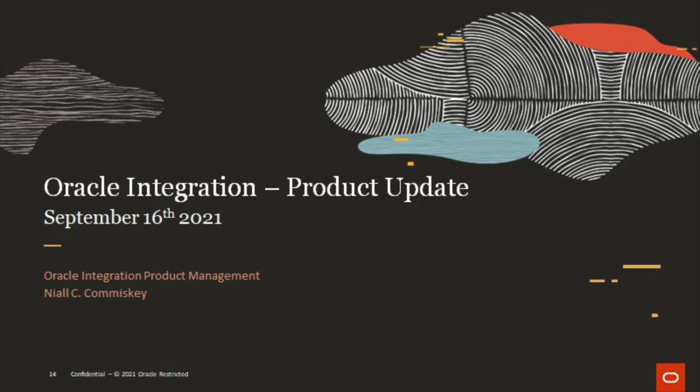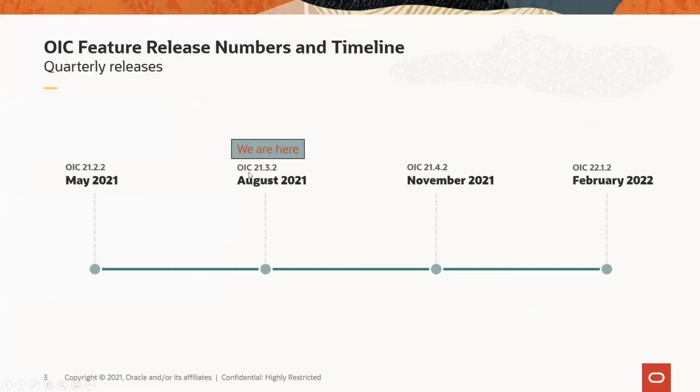But without further ado, let's get in and see what we have added to the August release of OIC. August release 21.3.2. All of you have been upgraded to this release. The next release that we have is November, and of course February 22 then.